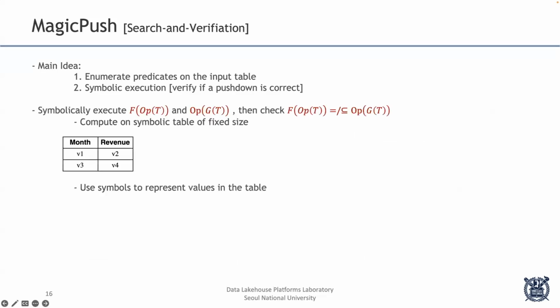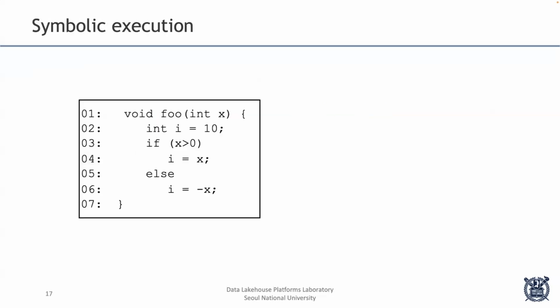After that, they symbolically execute a filter on the result of OP, and OP on the result of the filter candidate G, and then perform an equivalence check. To symbolically execute, they start with a symbolic table, which has the same table schema as the input. But before that, I'm going to explain a little bit what symbolic execution is.